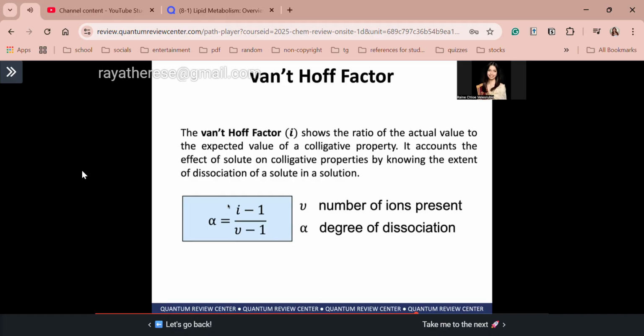So how do we calculate the Van't Hoff factor i? Using this equation, alpha, which is the degree of dissociation, is equal to i minus 1 divided by v minus 1. So v, guys, represents the number of ions present in your mixture. Again, i is the ratio of the actual value to the expected value of a colligative property. Again, we should put this in our non-ideal equations. Later, you will see that.